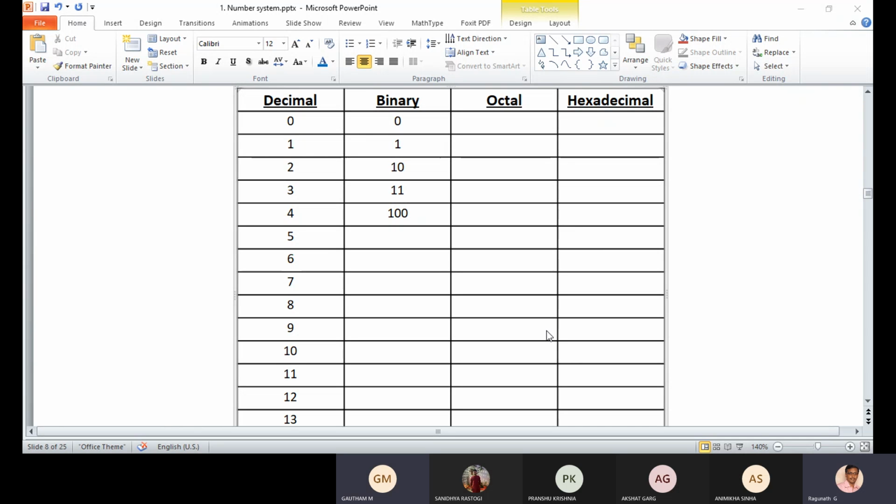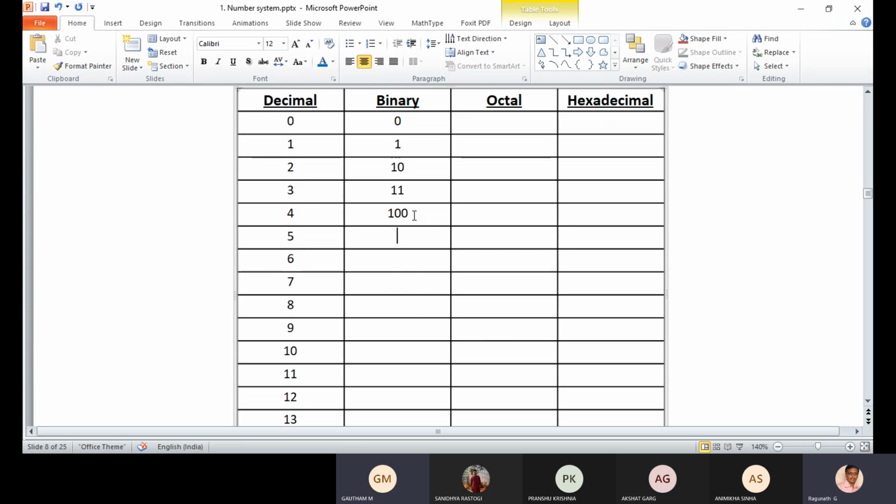What is the next number after 99 in decimal? It's 100. Am I correct? Yes, sir. Same concept in 2-bit binary. Here 1, 1 is the biggest number in 2-bit. So what is the next number? 1, 0, 0.